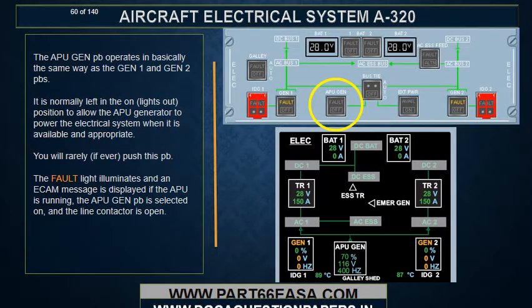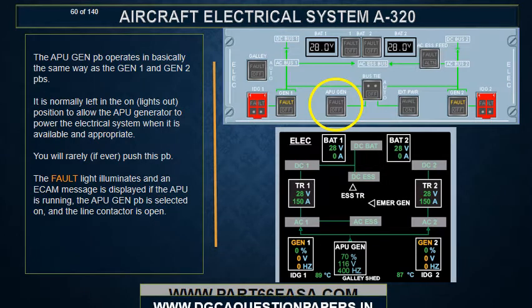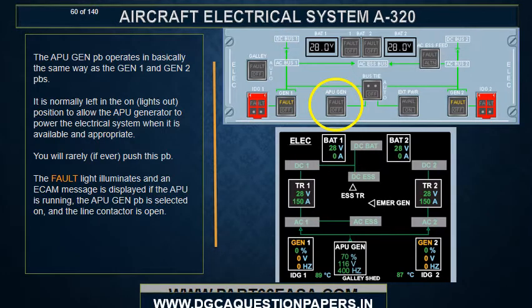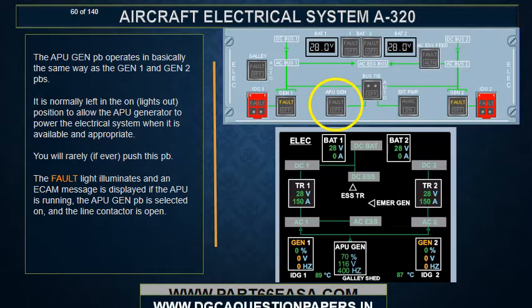The APU Gen push button operates in basically the same way as the Gen 1 and Gen 2 push buttons. It is normally left in the on, lights out position to allow the APU generator to power the electrical system when it is available and appropriate. You will rarely, if ever, push this push button. The fault light illuminates and an ECAM message is displayed if the APU is running and the APU Gen push button is selected on and the line contactor is open.